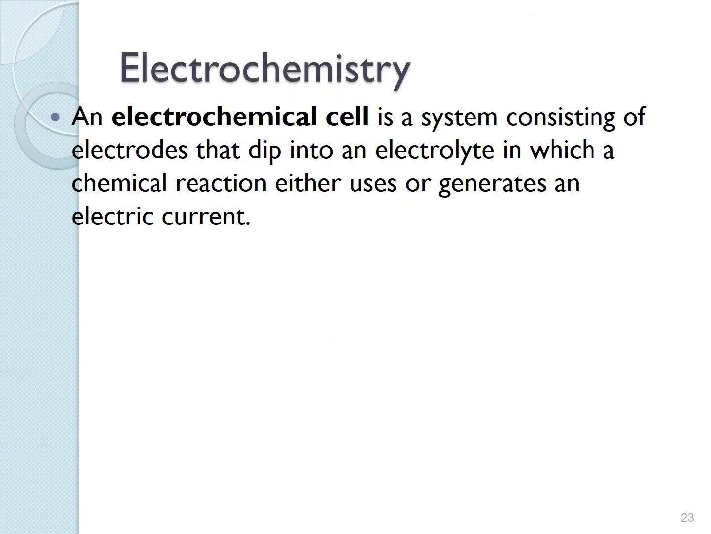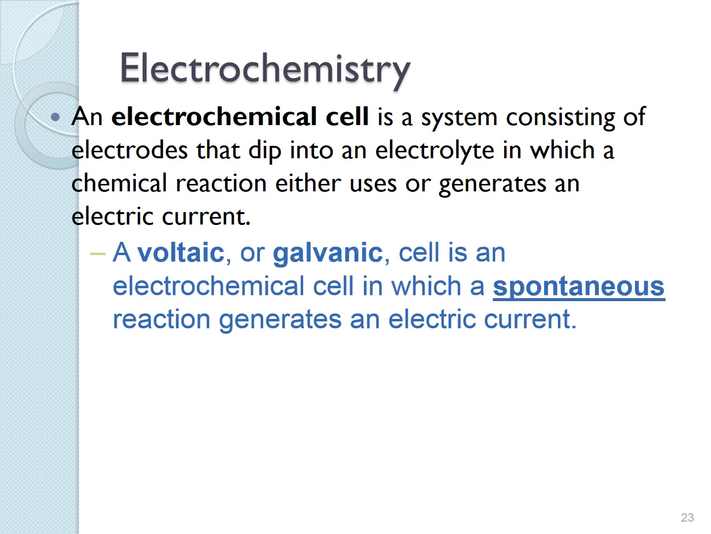Right, so now we're just going to talk more about the actual reaction that happens during a redox reaction, electrochemistry. So an electrochemical cell is a system that has electrodes dipped into an electrolyte, and the chemical reaction either uses or generates electrical current. If we have what's called a voltaic cell, or sometimes it's also called a galvanic cell, that is a spontaneous reaction where the reaction itself generates an electrical current, and you can actually get the energy out. You can use the energy because it generates electrical current.